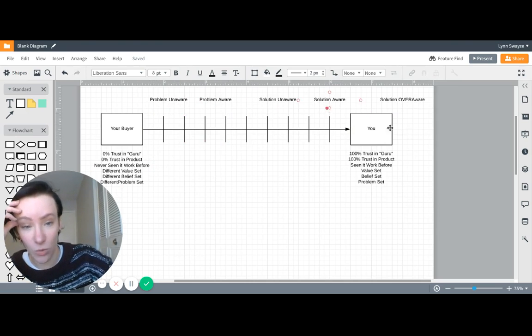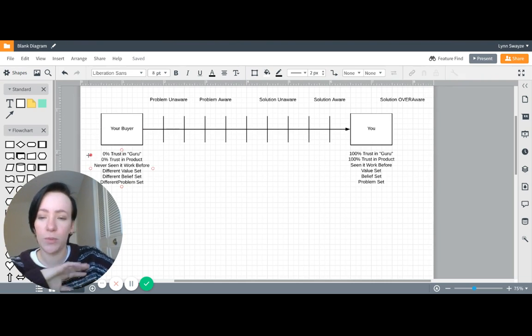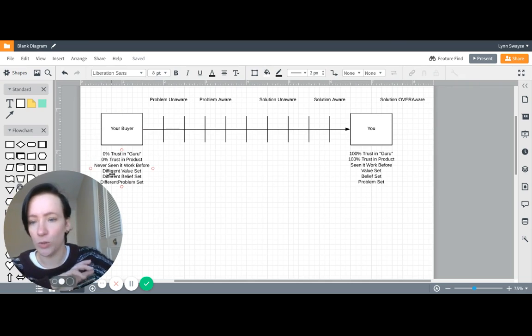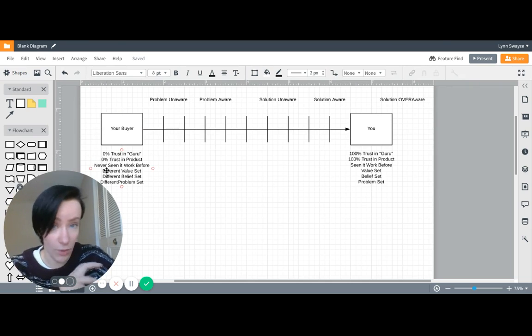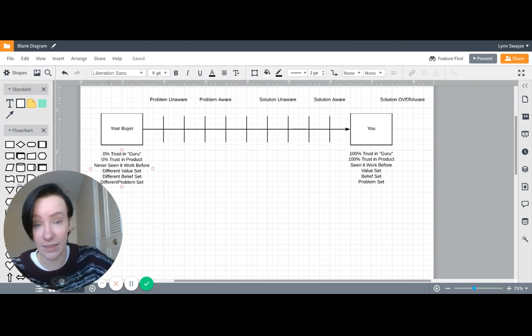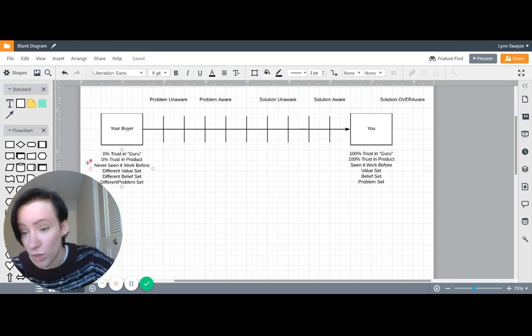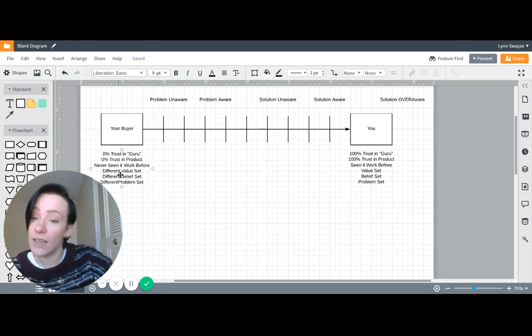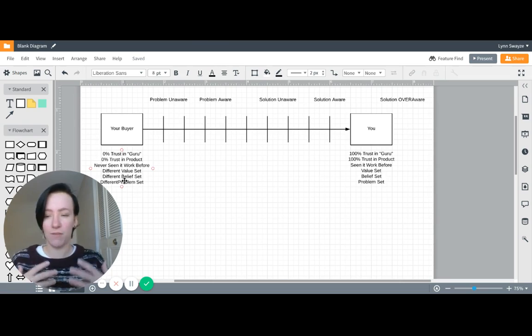Now, that's just the awareness. Let's talk about some of this stuff down here. So here I put, 0% trust in the guru, and that's you. 0% trust in the product, of course, because they don't know anything about you, anything about your product. They've never seen it before. Or if they've seen it before, they've not seen it quite like the way you do it. They've never seen it work before. They have a different value set, a belief set, and different problem sets. We already talked about the problem set. Let's see what I talk about value set.